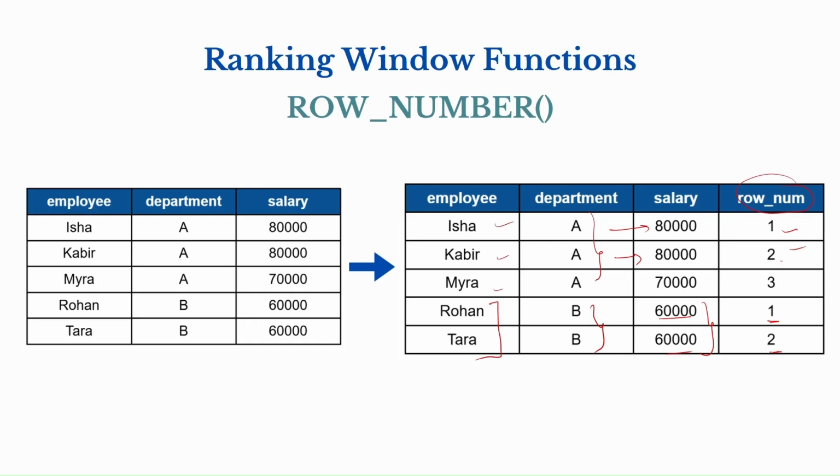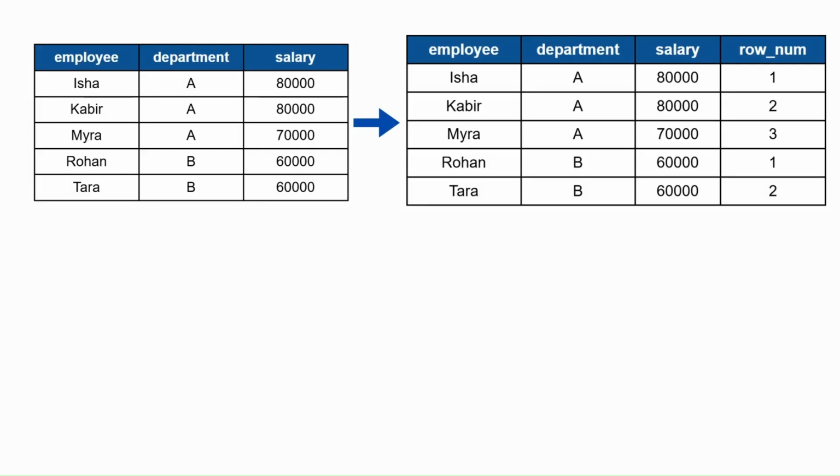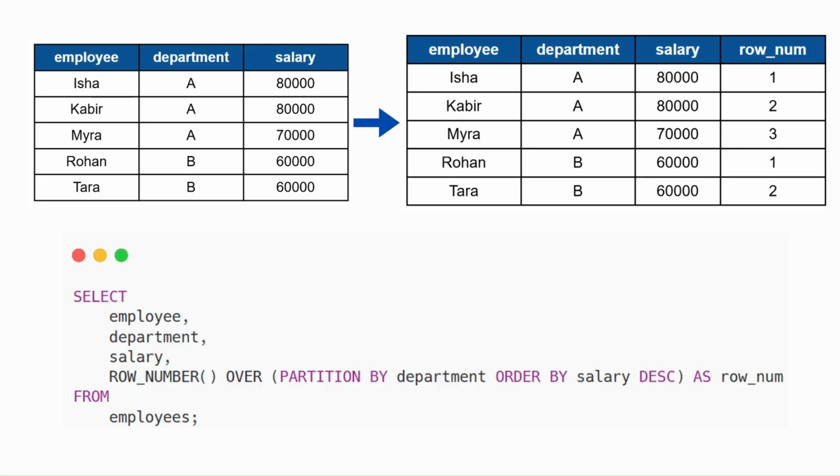If we want to write a SQL query for this, this is how you will write it. You simply write the columns that you want to extract, which are the employee, department, and the salary, and the new column that you will be creating. Since we will make use of the row number window function, you write row number over partition by on the department, since we want to assign rank for each department.